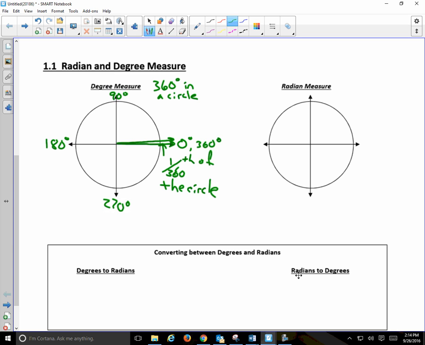So if we say that this is quadrant 1, this is quadrant 2, this is quadrant 3, and this is quadrant 4, you can see that different degrees fall in different quadrants. So what quadrant does 155 degrees fall in? Second quadrant. What quadrant does 300 degrees fall in? Fourth quadrant. What quadrant does 2 degrees fall in? First quadrant. And what quadrant does 225 degrees fall in? Third quadrant.